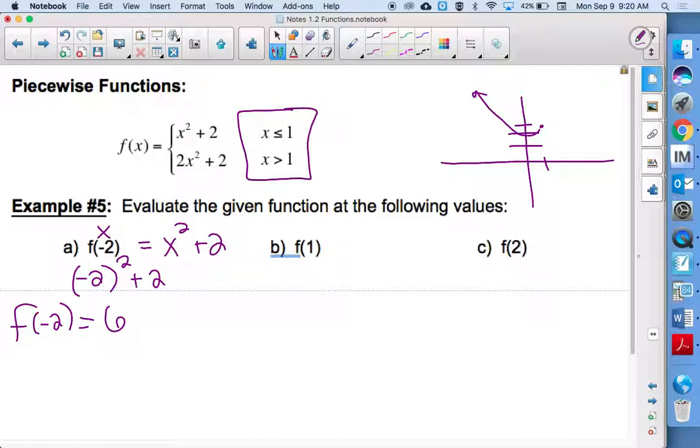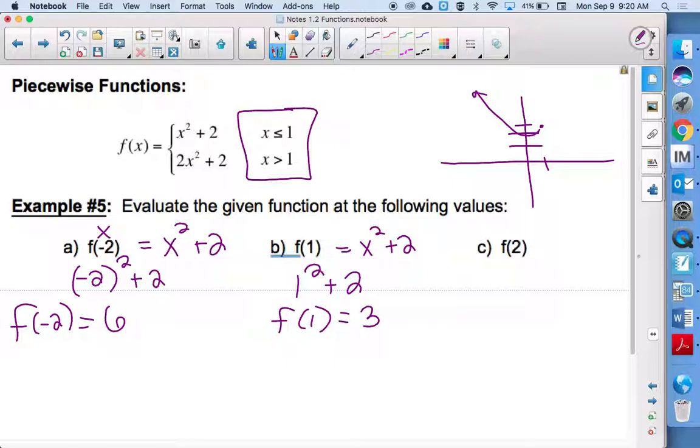So Carrie, letter B says f of 1. Which equation would you pick for f of 1? X squared plus 2. Yeah, we'd use that first one again, because 1 is less than or equal to 1. So it works for that one. And Carrie, when you plug in 1 squared plus 2, you get 3. Yeah, so f of 1 equals 3. So you're choosing one equation. You're not plugging it into both. You're picking a piece because of the x value.